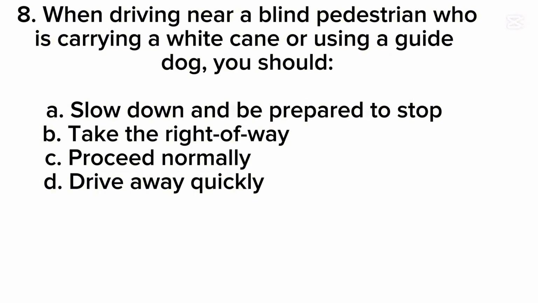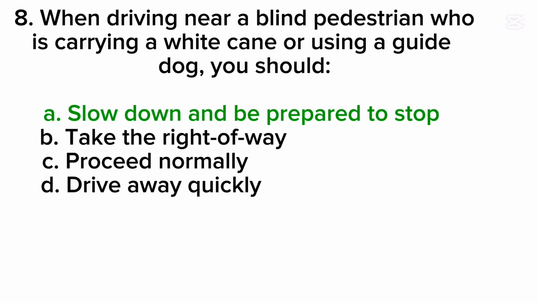What will you do? Is it A. Slow down and be prepared to stop, or is B. Take the right of way? Is it C. Proceed normally, or is D. Drive away quickly? Let's write. The correct answer is A. Slow down and be prepared to stop. When driving near a blind pedestrian who is carrying a white cane or using a guide dog, you should slow down and be prepared to stop. The correct answer is A.